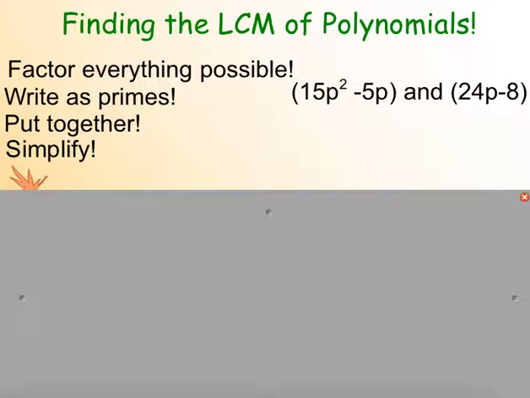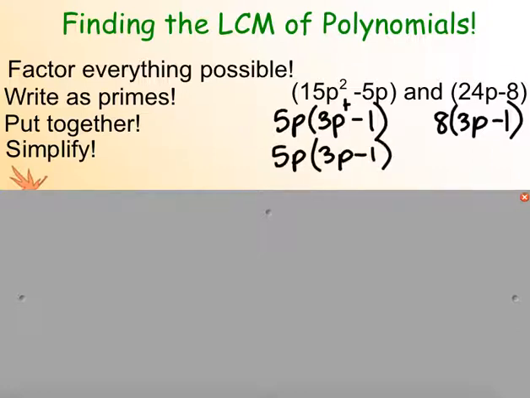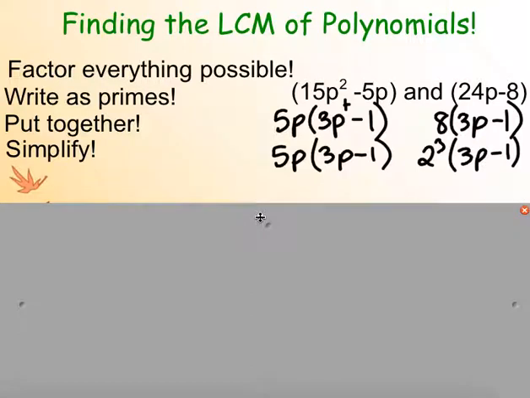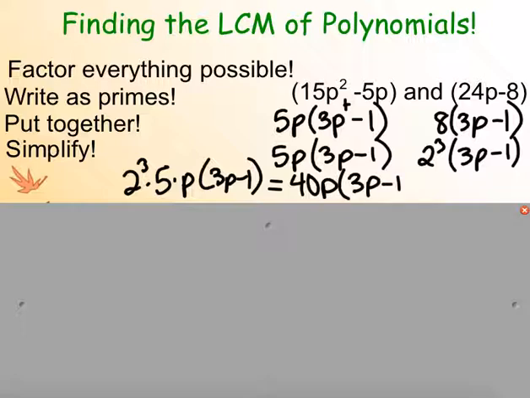Okay, let me just try a couple more of these. So factor everything possible, write as primes, put together, and simplify. So in the first one, I can take out a 5p from each of those to get 3p minus 1. And for the second, I can take an 8 out to get 3p minus 1. Well, that's convenient. Now I need to write everything as prime, so we have 5p times 3p minus 1, and 8 can be 2 cubed times 3p minus 1. So I need to have, thank goodness, this parentheses that's the same on each side. So I need to represent it just once. So I'm going to say I need a 5, I need a p, I need a 2 cubed, and I need my 3p minus 1. So we simplify to get, well, let's see, 8 times 5, so 40p times 3p minus 1. Right?